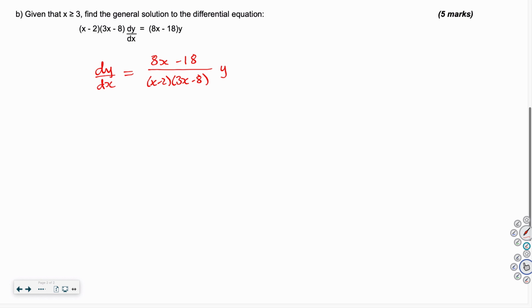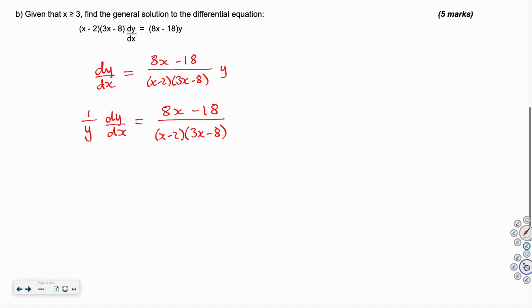Then I'm going to take this y over to this side, so we've got the y with dy. The y is going to come over to this side because we want it with our dy/dx. That means we're going to have to divide both sides by y. We're going to get 1 over y dy/dx is equal to (8x minus 18) divided by (x minus 2)(3x minus 8).